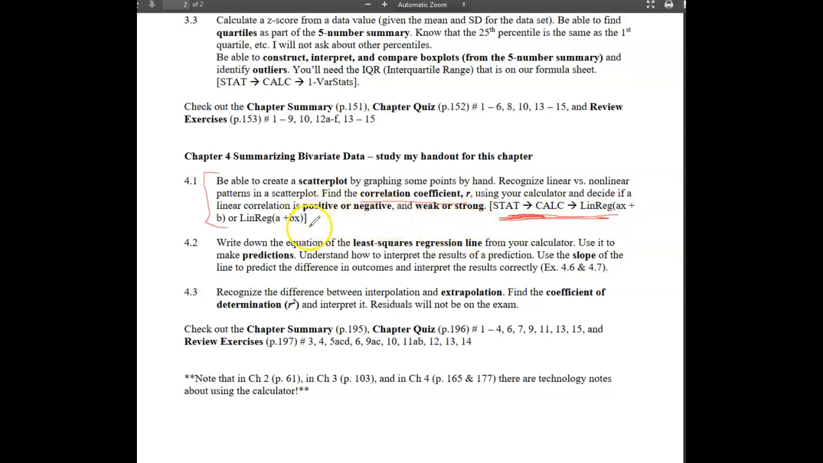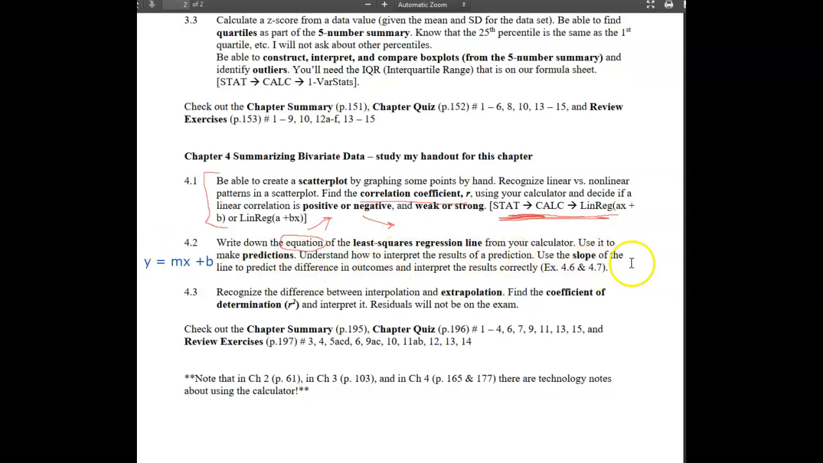And knowing if a linear correlation is positive, meaning that there's an upward trend, or negative, there's a downward trend, weak or strong, how close is it to linear. And then coming up with the equation. And ultimately that equation is just a y equals mx plus b kind of a thing, right? So it's familiar linear stuff, just looks a little different here. And using it to make predictions when appropriate.